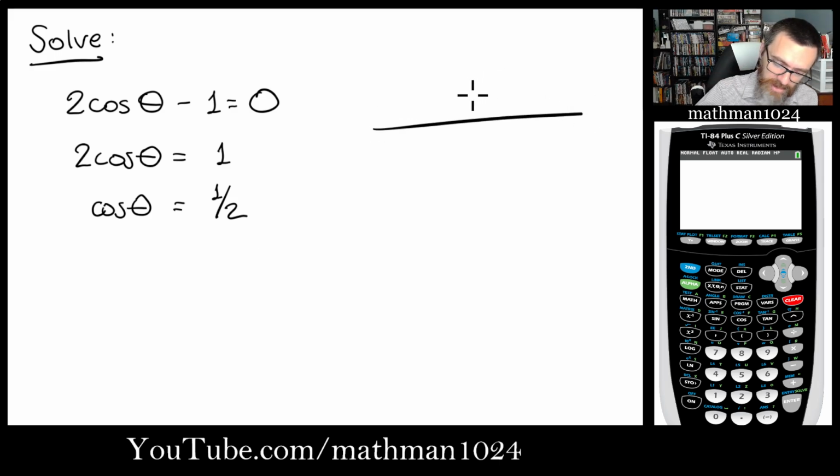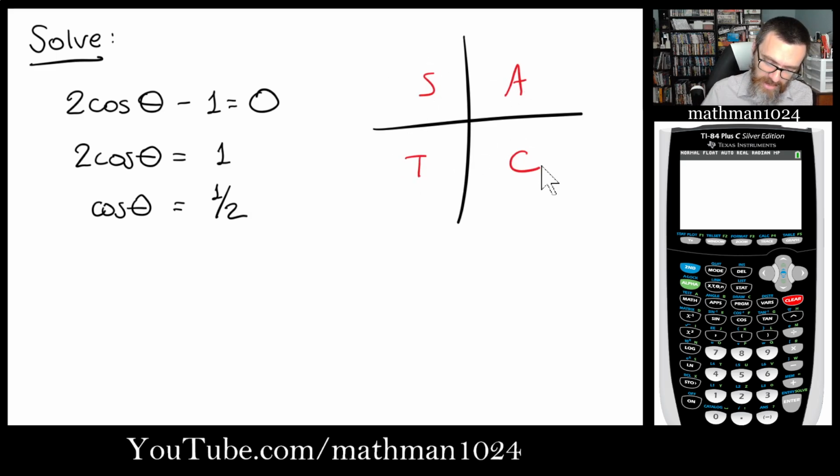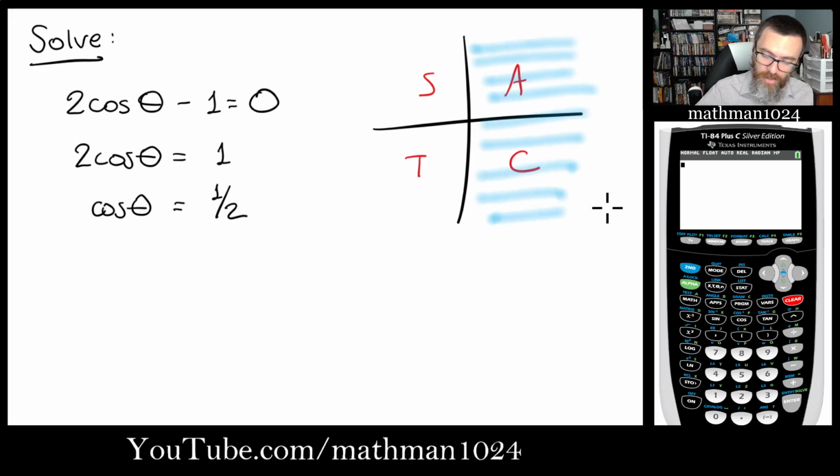Now, just to remind everyone about All Students Take Calculus. Where is cosine positive? Cosine is going to be positive over in these two quadrants. So that's where our answers are going to be. And cosine is going to be 1/2. So think back to the unit circle that we did, those key values. Cosine is going to be 1/2 when you have a reference angle of 60 degrees.